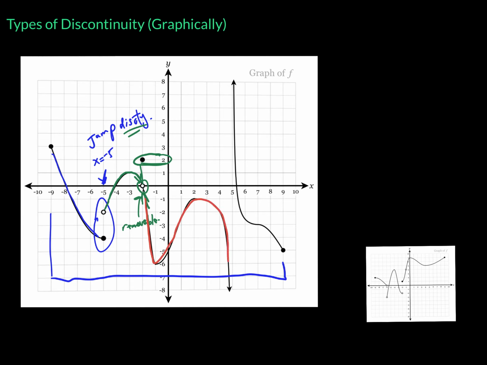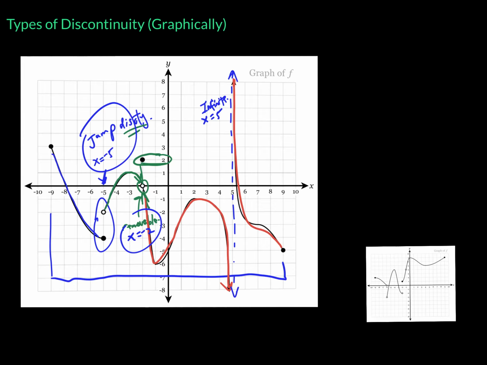Wait a second, we're starting to go all the way down towards negative infinity, and then it jumps up here. We're at positive infinity, and we continue. I guess we have ourselves, what does that look like? A vertical asymptote. And vertical asymptotes are infinite discontinuity. I didn't say it, but we have infinite at x equals 5. We have removable at x equals -2. And we have jump, I did say, at x equals -5.